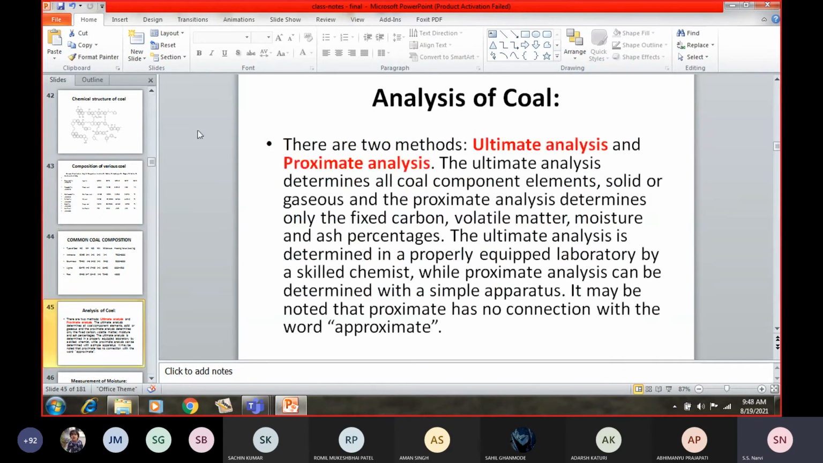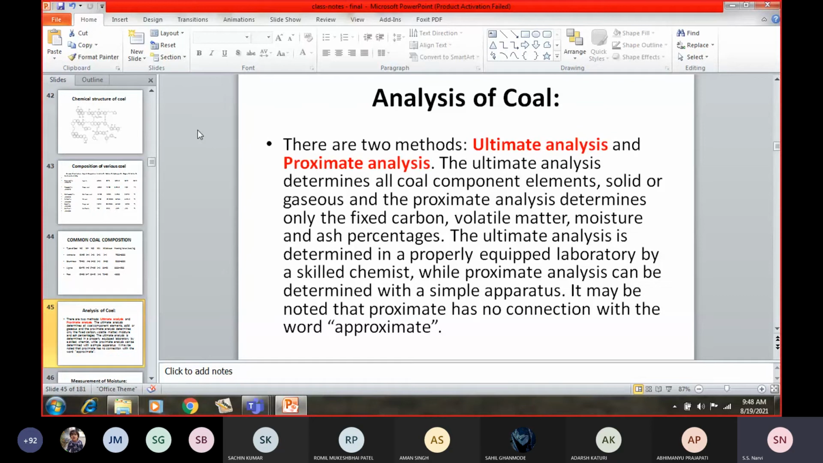Then, as I have told you, the coal has to be analyzed. On the basis of this analysis, you will be able to know how much ash content is there, how much carbon is there, how much sulfur is there. And on the basis of these important parameters, the grading of coal is done. And from the grading of the coal, the price of the coal is decided.